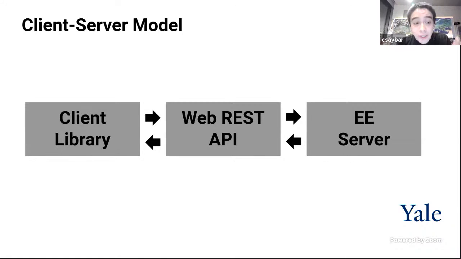The idea is as follows. The client is always sending messages, always making questions to the server, and the server takes these messages, tries to read them, answer them, and send back a message to the client with a response. So the client is always making requests and the server is always going to try to respond to this request. This is the cycle. And the way that the client and the server interact with each other is through a web REST API. This is the main means of communication that the client and the server have.